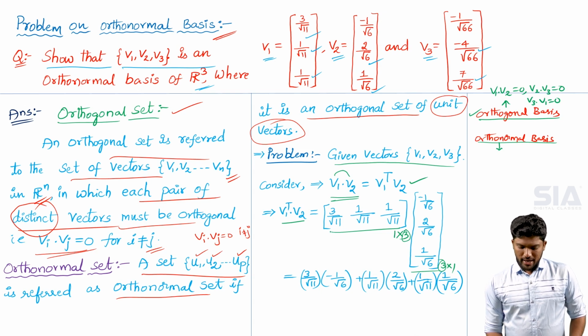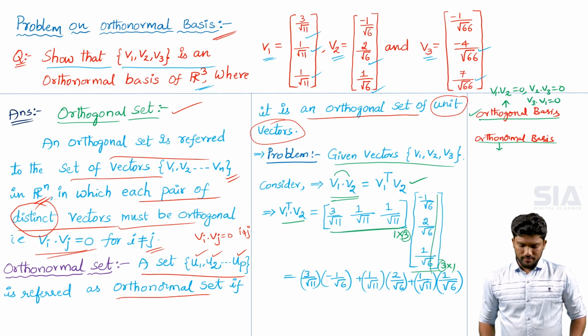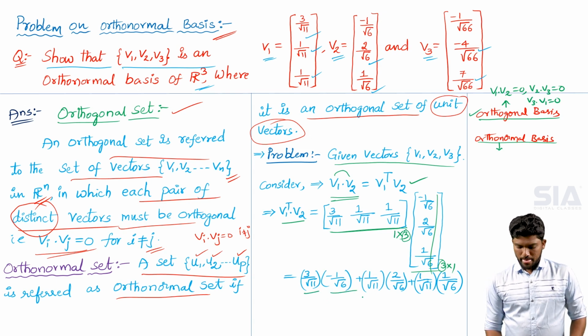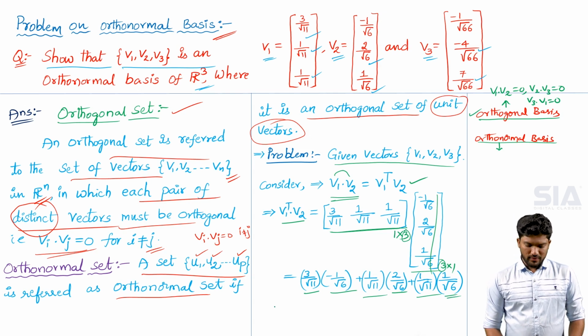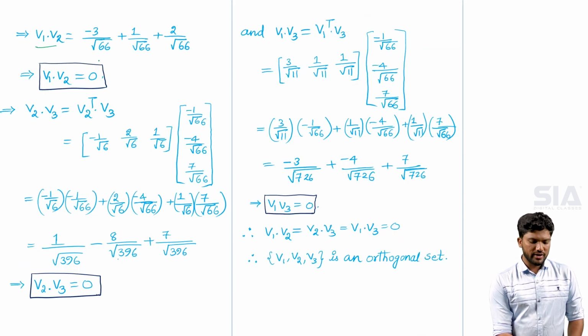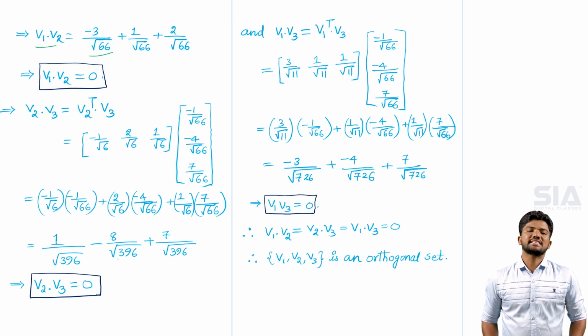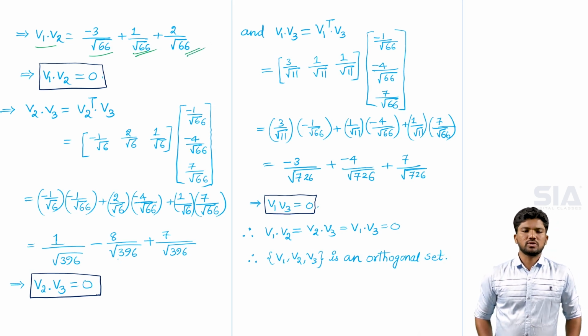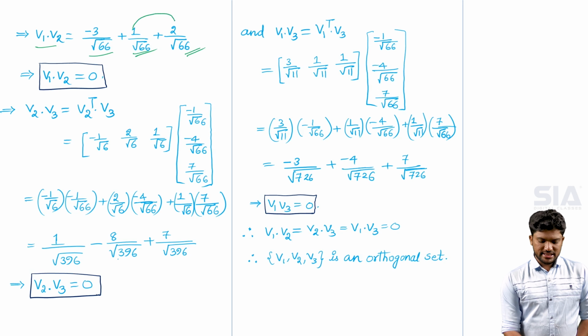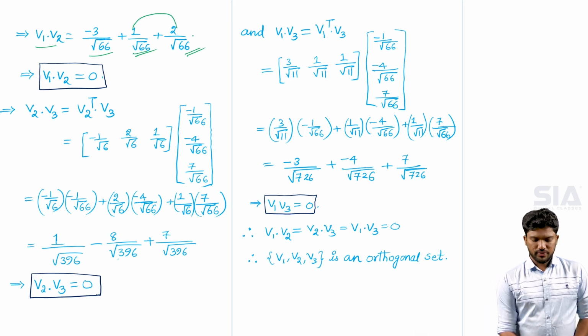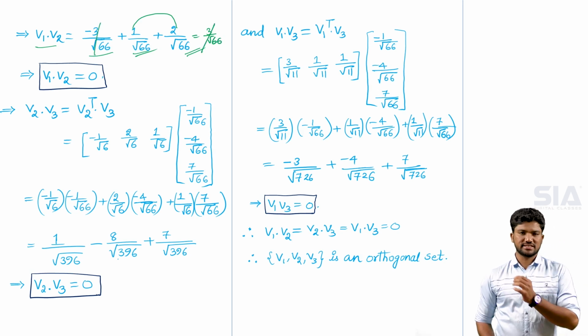Therefore, by multiplying this row with this column, you will get 3 by root 11 into minus 1 by root 6, plus 1 by root 11 into 2 by root 6, plus 1 by root 11 into 1 by root 6. Multiplying the same values, v1 into v2 is equal to minus 3 by root 66 plus the second product value 1 by root 66, plus the third product value 2 by root 66. Here 1 by root 66 plus 2 by root 66 equals 3 by root 66. So plus 3 by root 66 and minus 3 by root 66 will get cancelled.